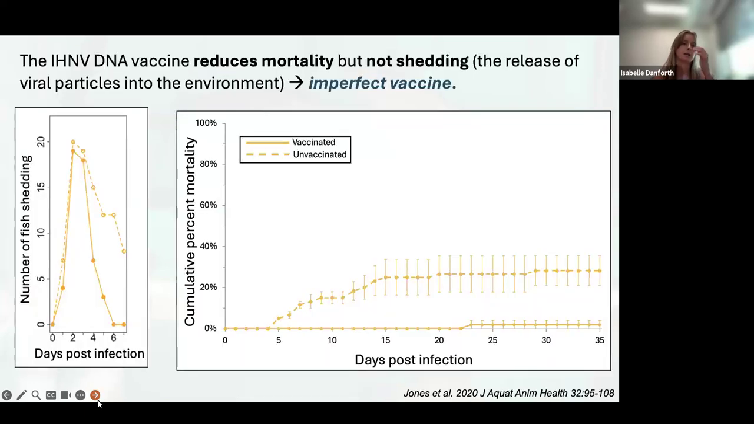Fortunately, we do have a commercially available DNA vaccine, and very generally, it's synthesized by inserting the G gene into a plasmid vector and then injecting the plasmid into the fish, generally through intramuscular injection, which leads to the expression of the IHNV glycoprotein, which is the most immunogenic of the proteins in IHNV. And we know that the vaccine is really effective at reducing mortality. So that's what I'm showing you here, where you can see that the mortality in the vaccinated group is extremely low, whereas in the unvaccinated treatment groups, there are much higher mortalities.